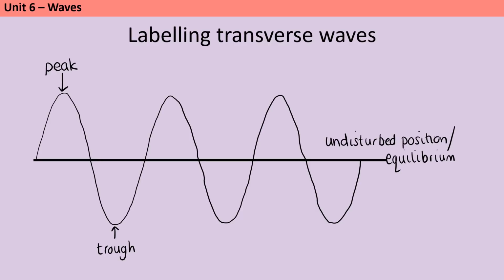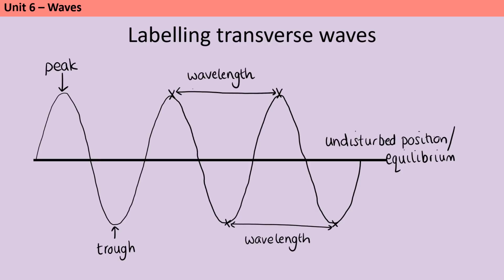And once I have these labelled, I can add in wavelengths. So the wavelength of a wave is the distance between two equivalent points on two adjacent waves. So I can go from peak to peak, but I can also go from trough to trough. You could technically go from one of the middle points of the wave, but it's really easy if you do that to accidentally only label half the wave, so I wouldn't recommend doing it. The one that people tend to get wrong is the amplitude. So remember that the amplitude is half the height of the wave.